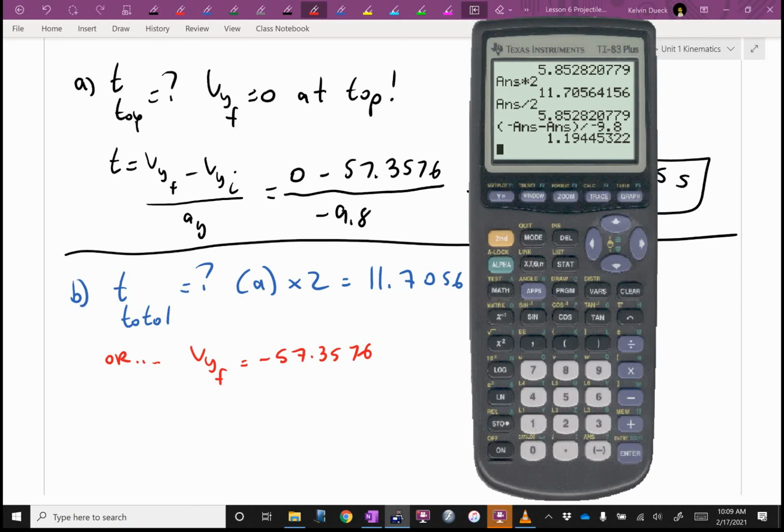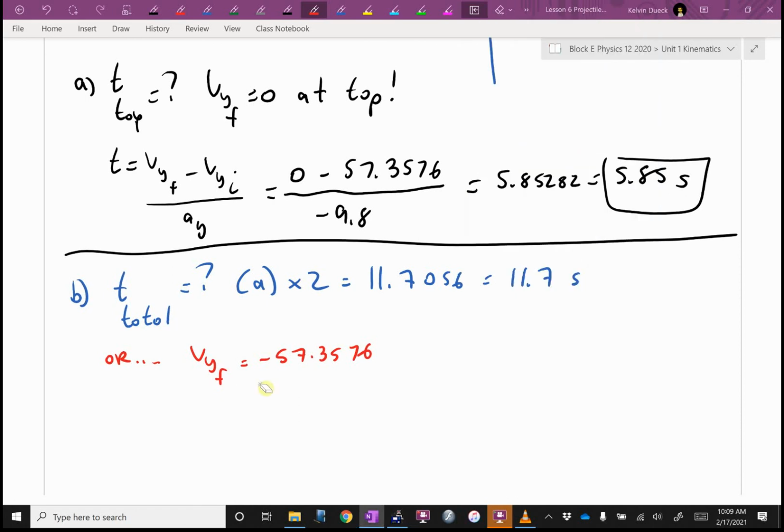Oh, that's not the time value, Mr. Duick. Sorry, I want to go negative 57.3576. I'm sorry, I divided time by time, which was really dumb. 57.3576 divided by negative 9.8. I won't get bang on the 11.7056, blah, blah, but certainly the first six figs agree. I might do that method if I hadn't found time to top, because why would I find something in order to find something if I can get there in one step?